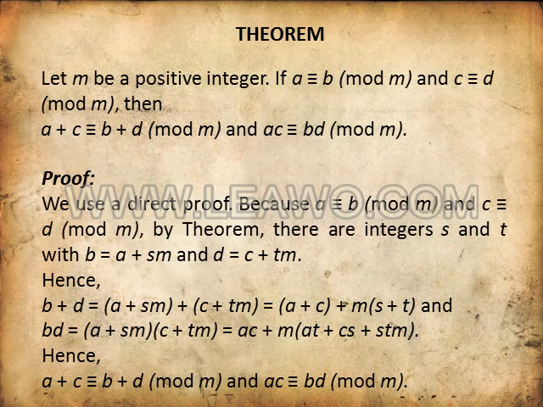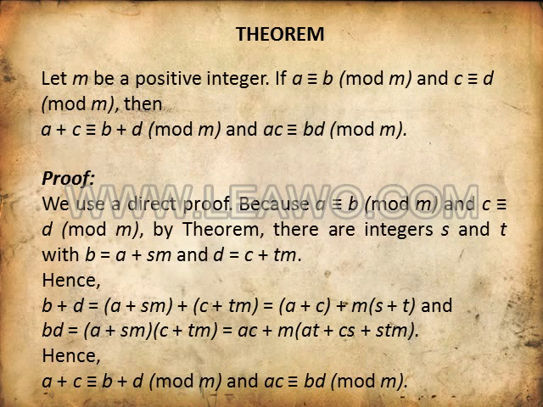Theorem: let m be a positive integer. If a is congruent to b modulo m and c is congruent to d modulo m, then a plus c is congruent to b plus d modulo m, and ac is congruent to bd modulo m.